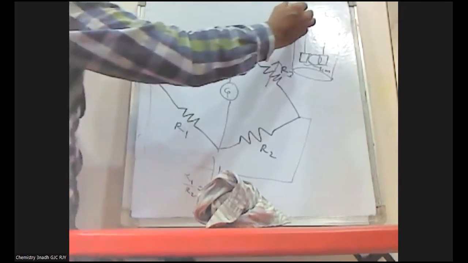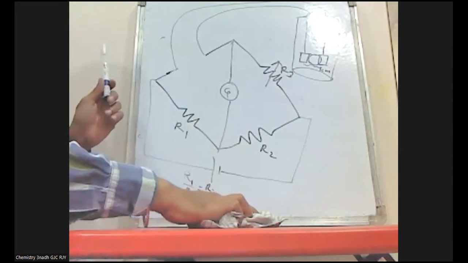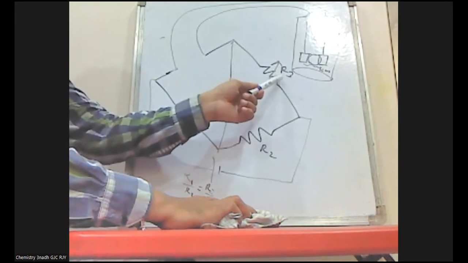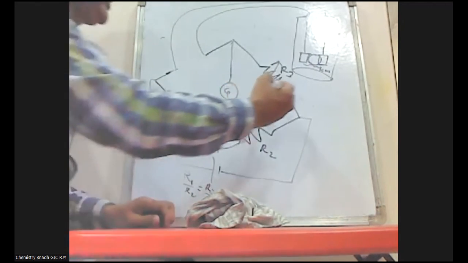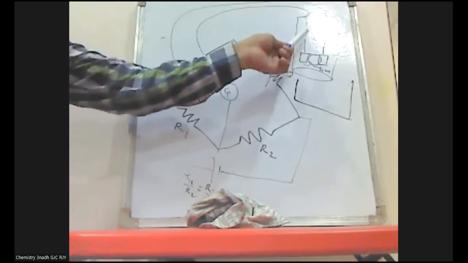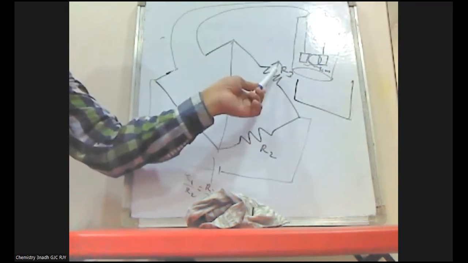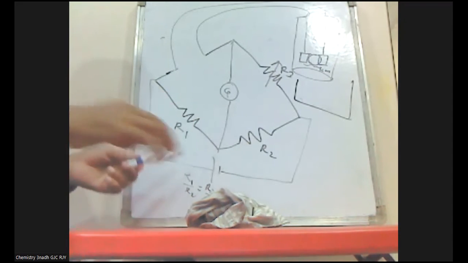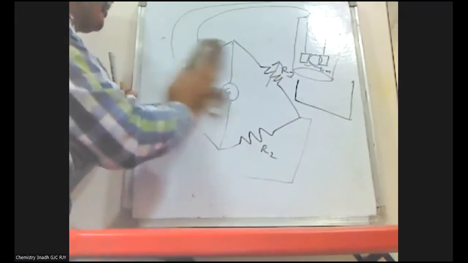The 2 arms are connected to the 4th arm of the Wheatstone bridge. Again, we start changing the variable resistance until the current flowing through the galvanometer becomes 0. The solution whose conductance is to be determined is the one in which this conductivity cell is dipped. At one point, the current flowing through the galvanometer becomes 0. By using that condition, we can determine the resistance, followed by conductance and other parameters.